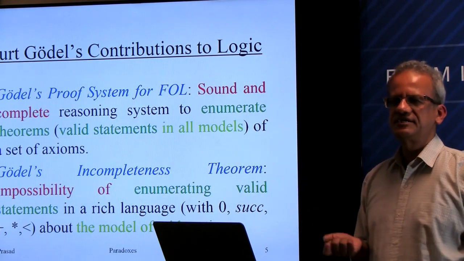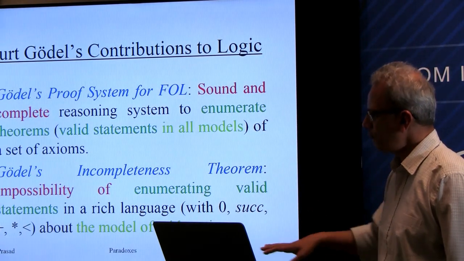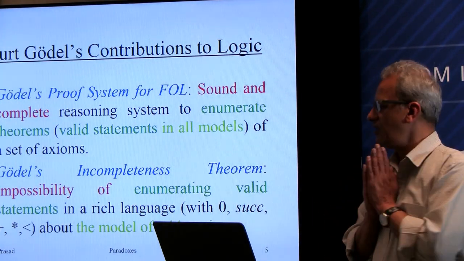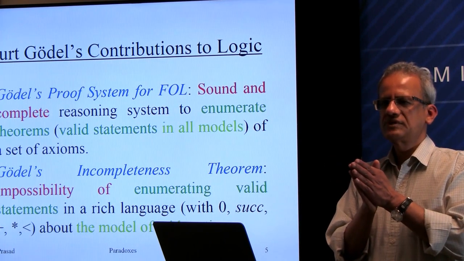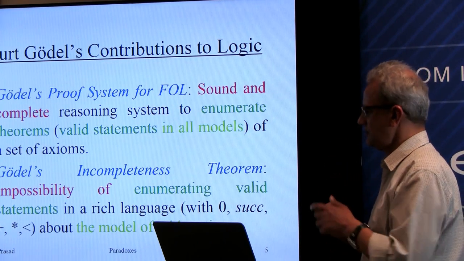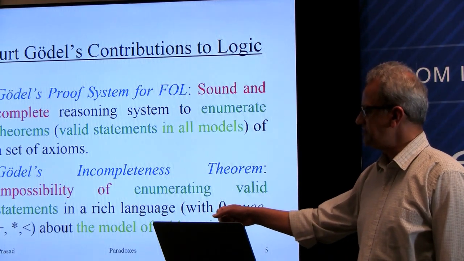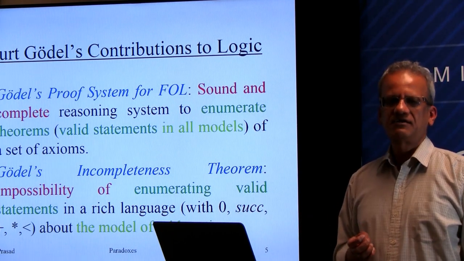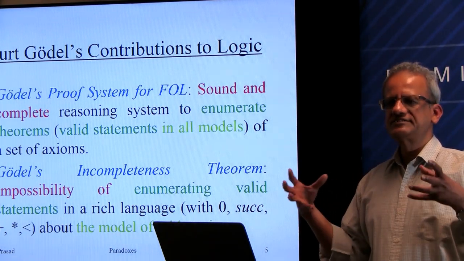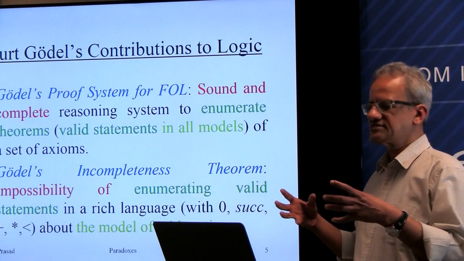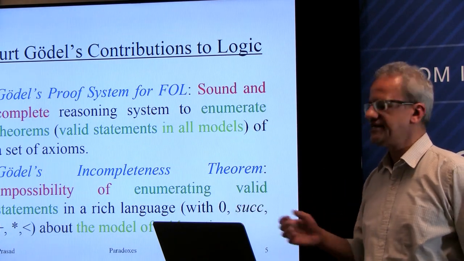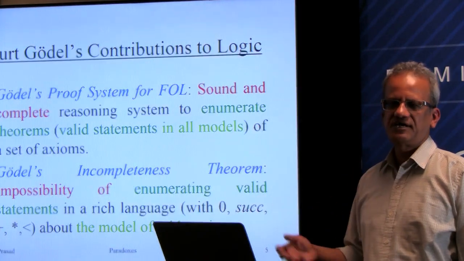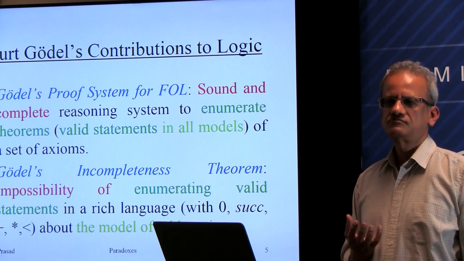Now, Gödel's incompleteness theorem focuses on a single model of arithmetic. So he's only concerned about numbers. And he's interested in numbers with zero, the successor function, plus, times, and the less-than relationship. So we are interested in a language that contains these as primitives. We are interested in understanding properties about plus and times and less than.